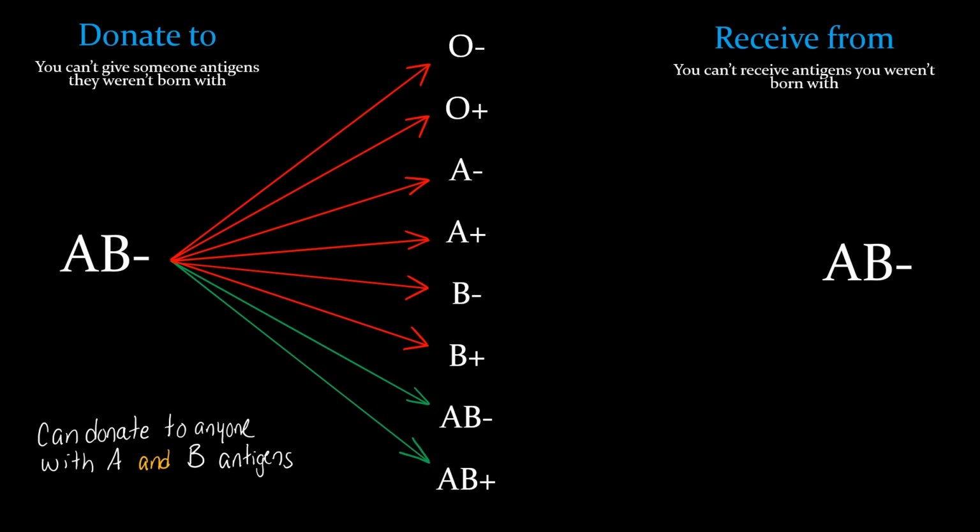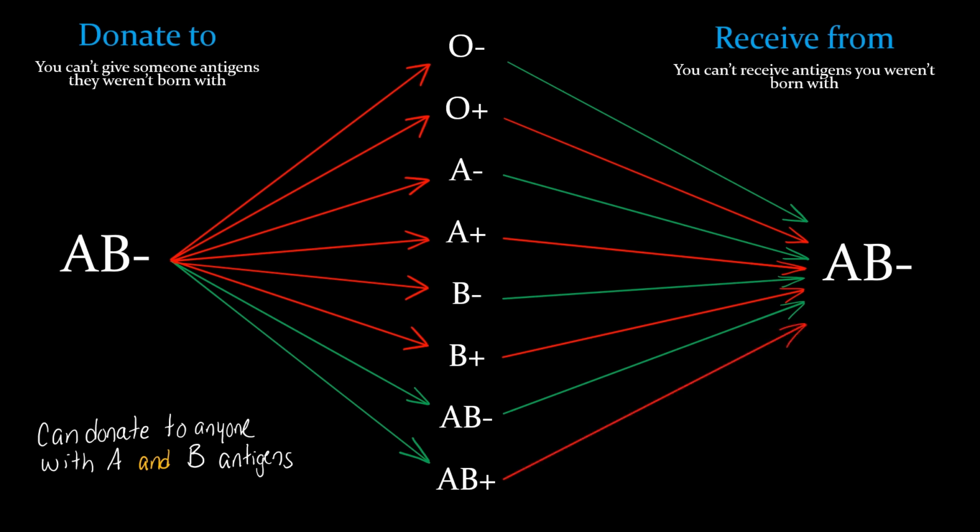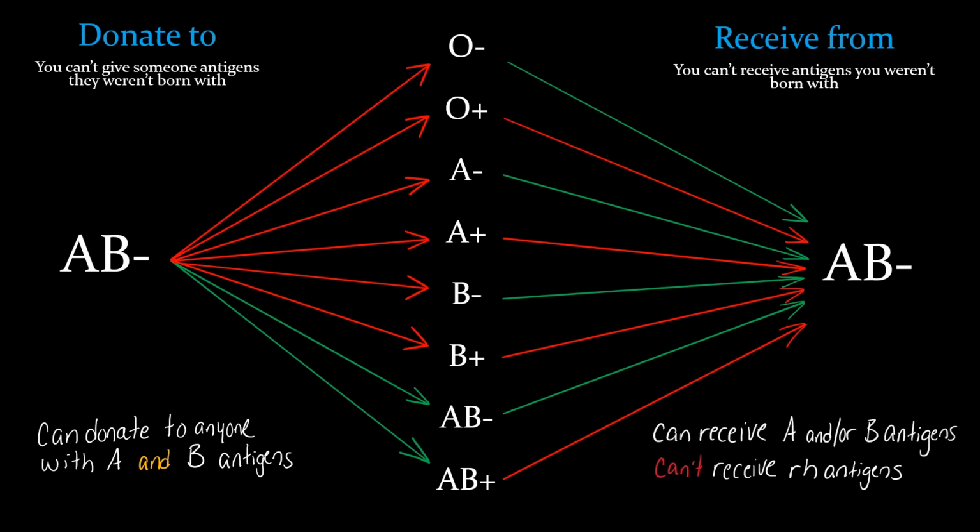On the receive end of things, they can receive any negative blood type because they can receive A, they can receive B. It's only Rh that they can't receive. So as long as there's no Rh, it's good.